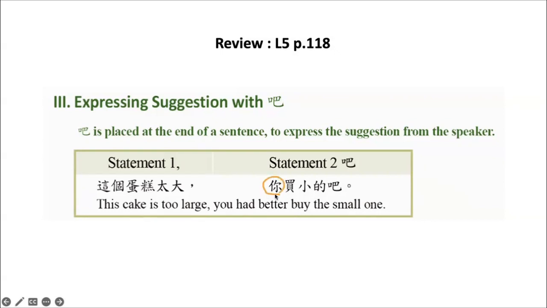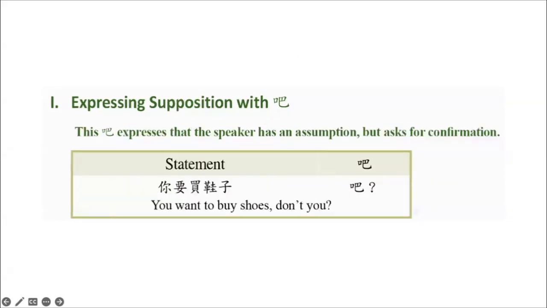I give you a suggestion to buy a little one, which is much more suitable for you because I think this is too big. So one usage we learned is suggestion. And now we learn another usage of but.